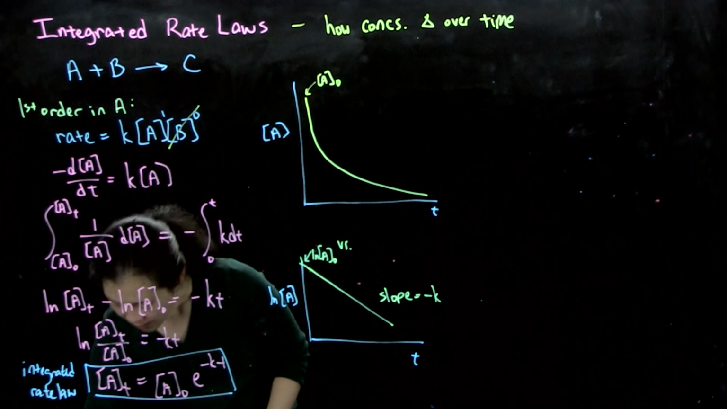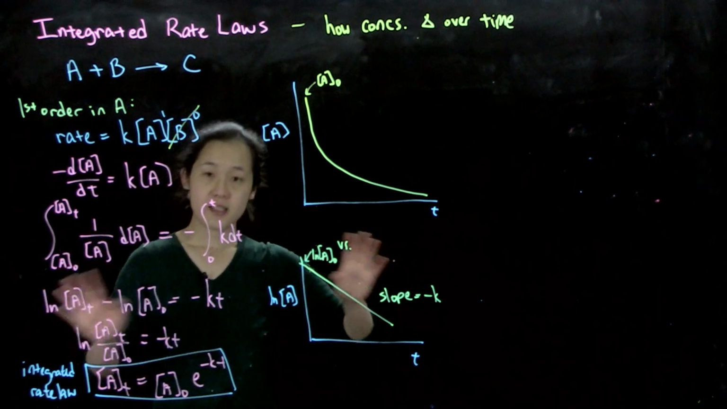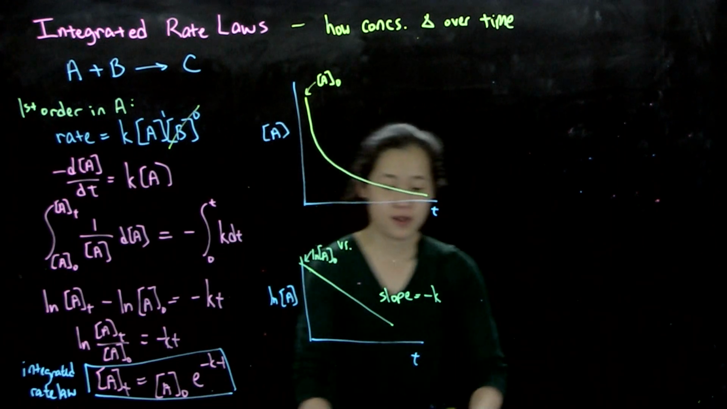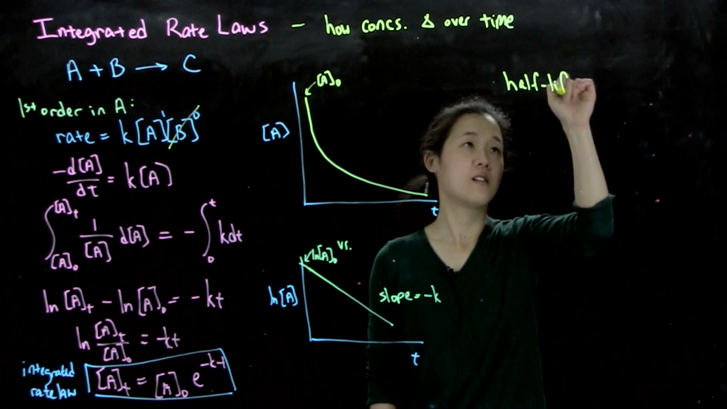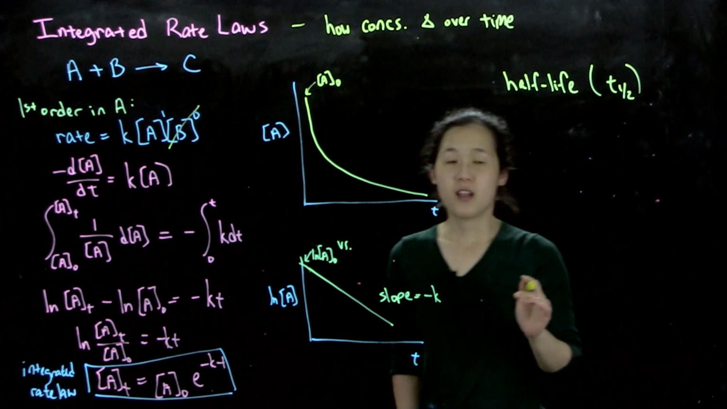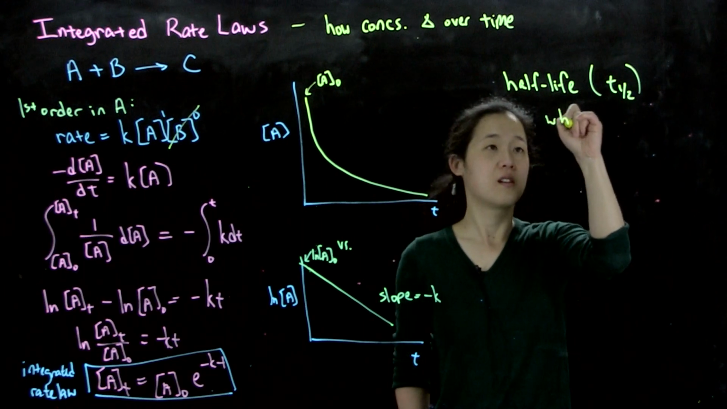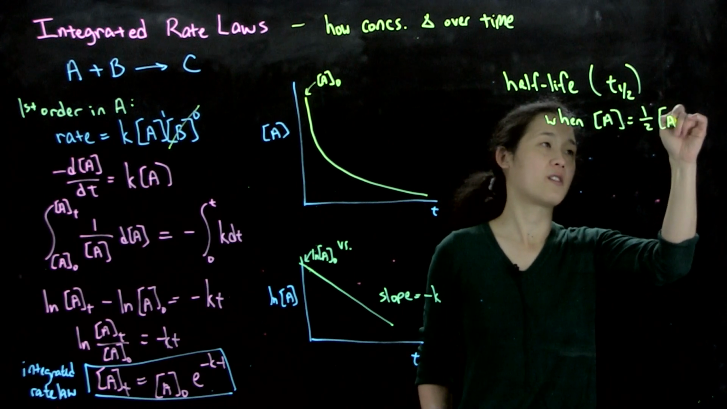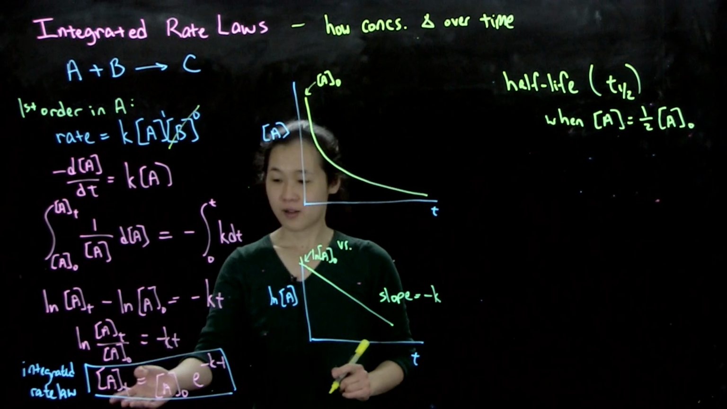OK, what did I want to say? Oh, and as a natural consequence of this integrated rate law, we could also talk about the half-life, which is also shown as T1/2. The half-life is the time at which A equals 1/2 of our initial concentration. So that's the time that this happens. And we could solve for this using our integrated rate law.